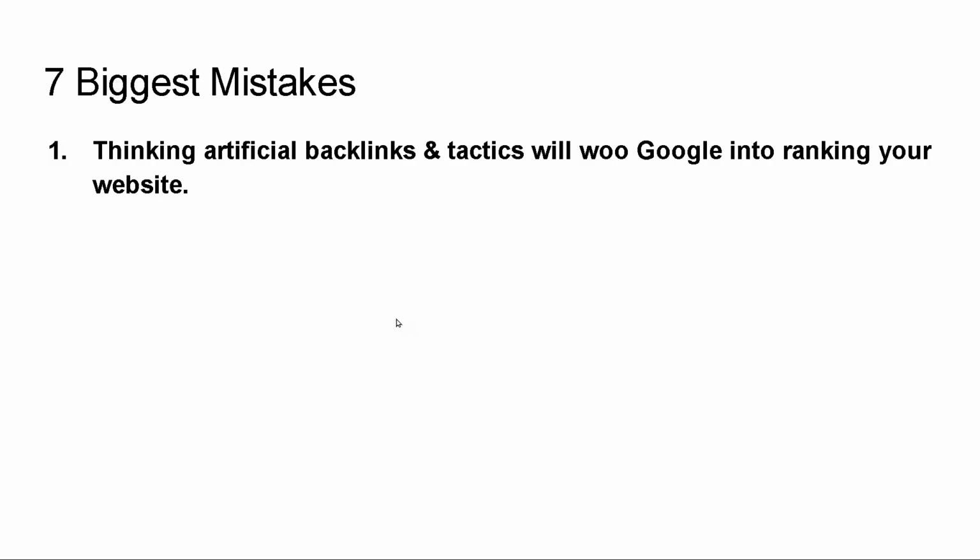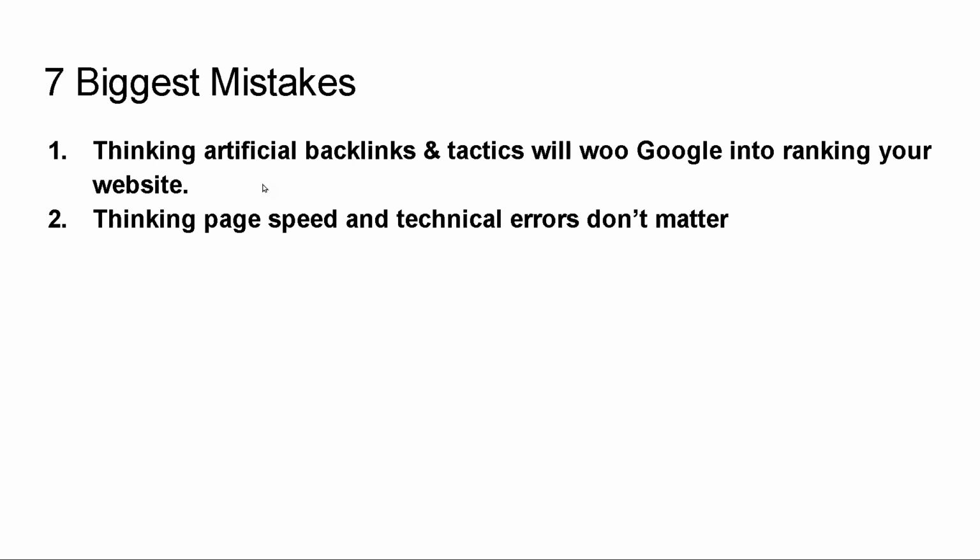So what are the biggest mistakes in building a lead generation website? All right, thinking artificial backlinks and tactics will woo Google into ranking your website. That just doesn't work anymore. You can't throw a million Fiverr links at a website and expect you're just going to rank like crazy, or put 5,000 words on a page and that's going to work better.